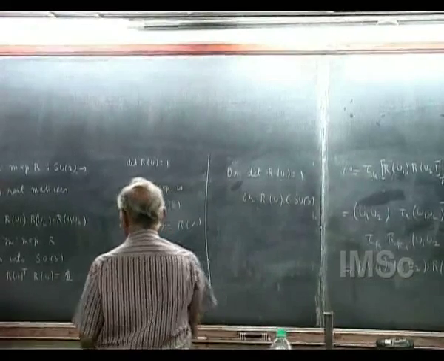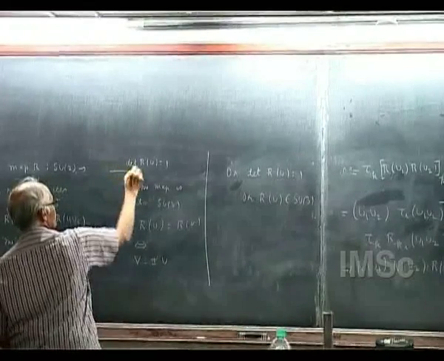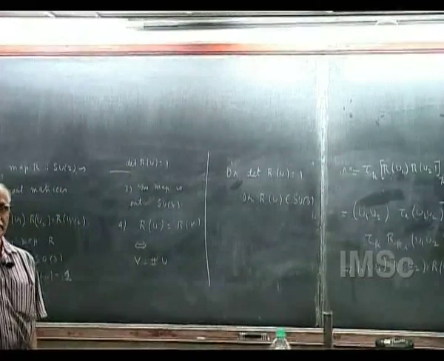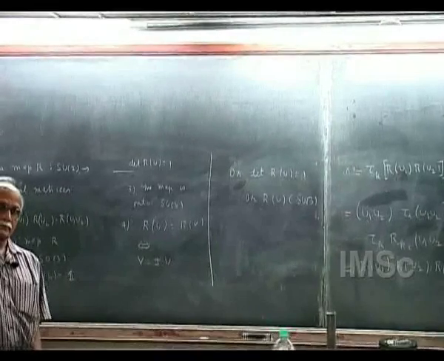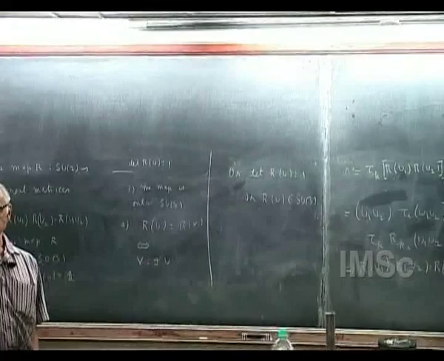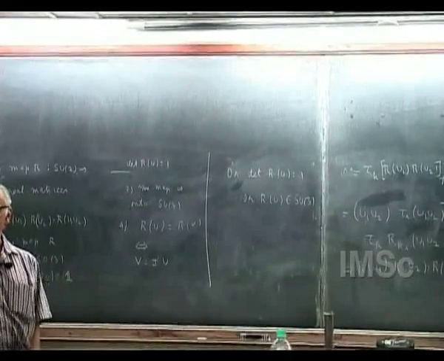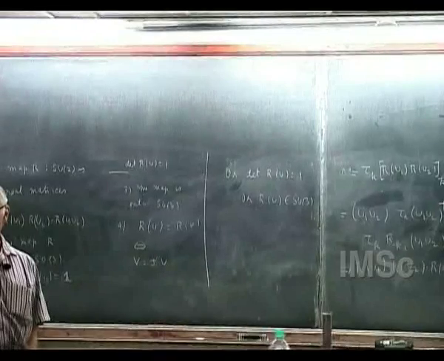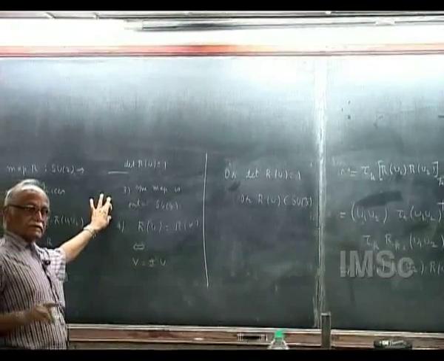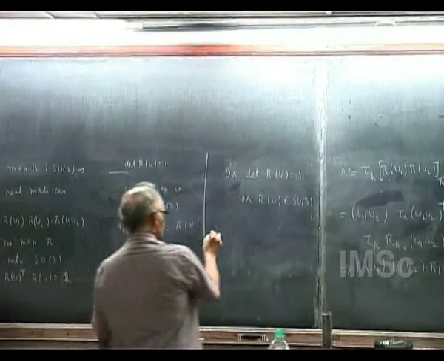So I come up to this point. I have proved that there is a homomorphism from SU2 to SO3, and I found the 3×3 matrix corresponding to each element of SU2. I want to prove this part, that every rotation can be obtained this way. So I want to prove this item 3.